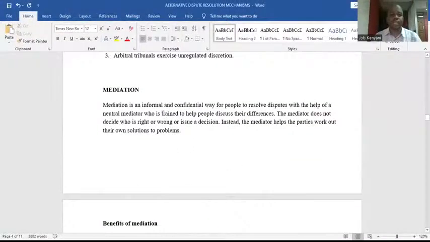So mediation is an informal and confidential way for people to resolve disputes with the help of a neutral mediator who is trained to help people discuss their differences. The mediator does not decide who is right or wrong or issue a decision like under arbitration, where the arbitrator gives an arbitral award. Instead, the mediator helps the parties to work out their own problems, but he doesn't give the verdict or the solution to the problem. He just creates an environment. That kind of process is known as mediation.